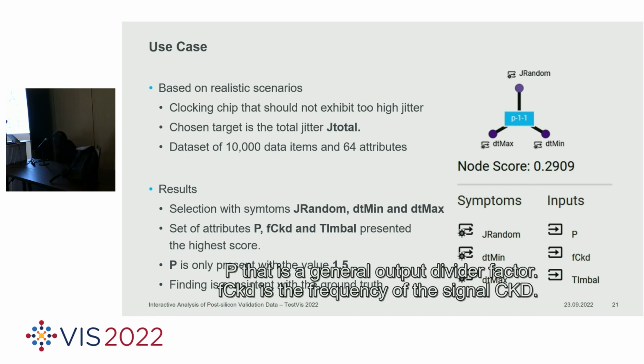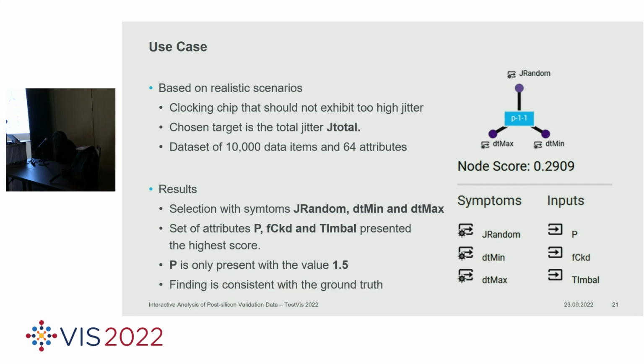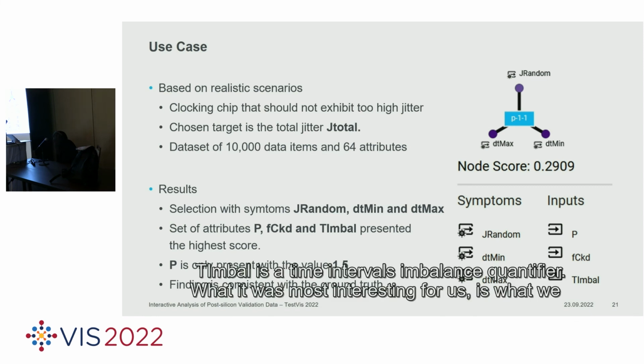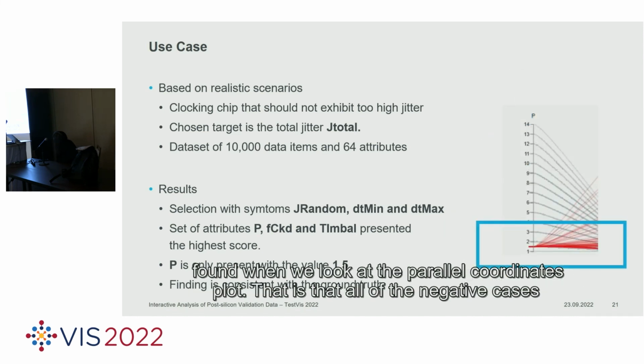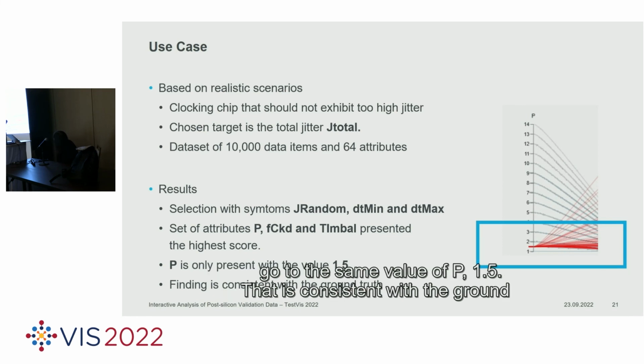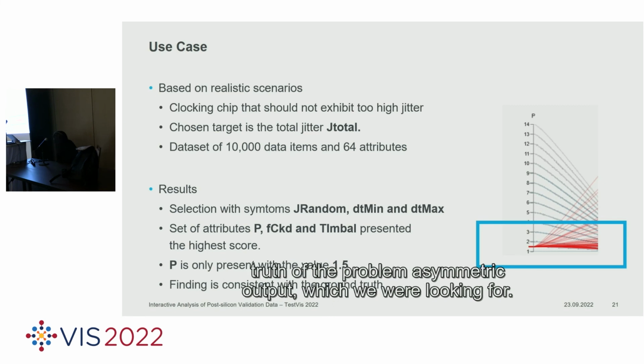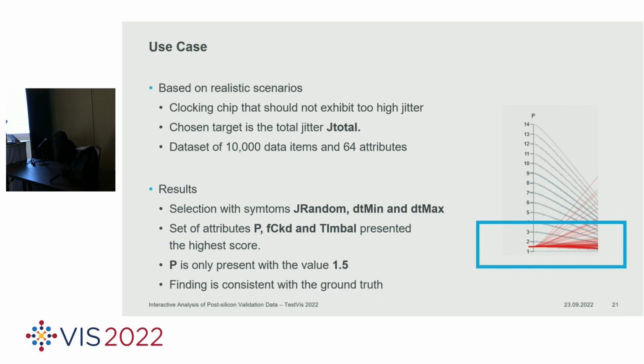P is a general output divided factor. FCKD is the frequency of the signal CKD. T-imbal is a time intervals imbalance quantifier. What was most interesting for us is what we found when we looked at the parallel coordinates plot. That is, that all of the negative cases go to the same value of P, 1.5. That is consistent with the ground truth of the problem, asymmetric output, which we're looking for.